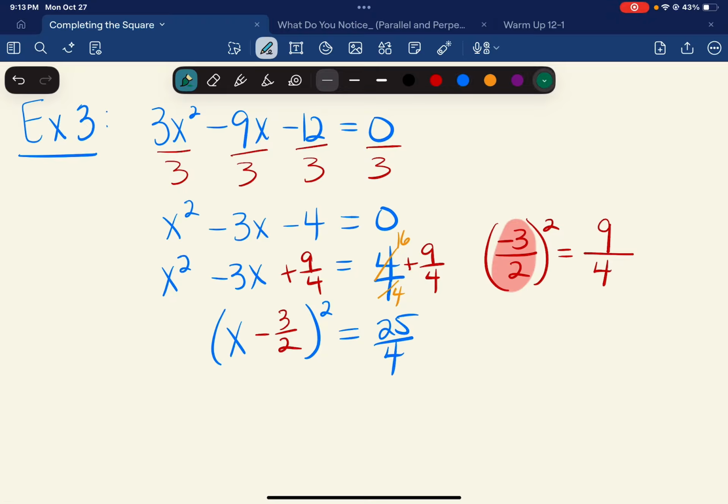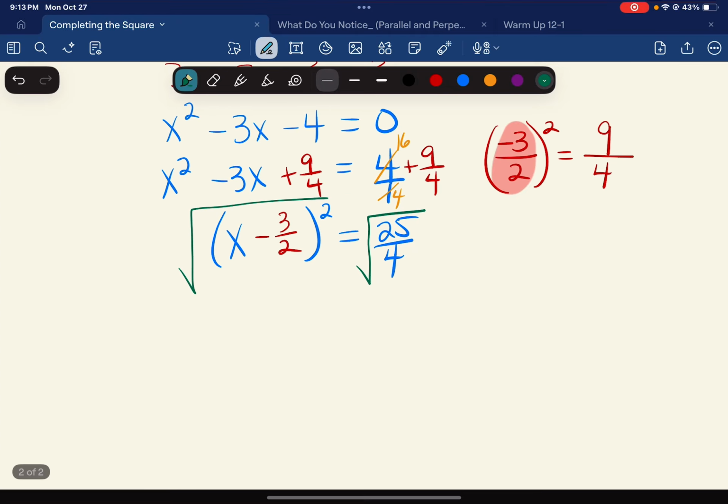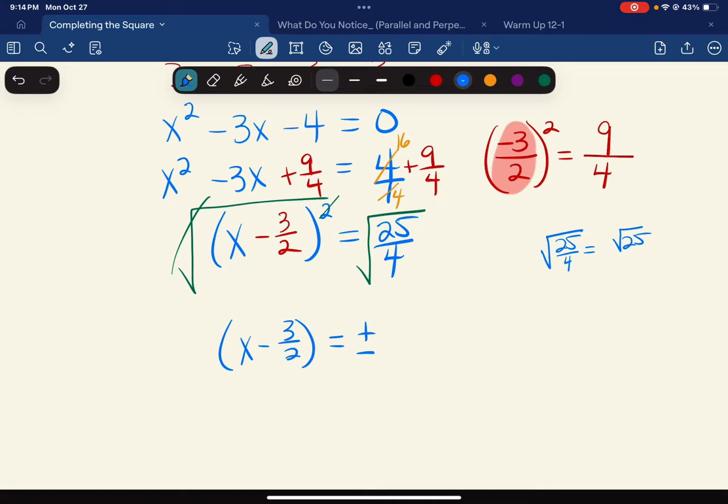All right, and now I can take the square root of both sides of my equation. When I do that, my square root and my squared terms cancel out, and we're left with x minus 3 over 2 equals plus or minus the square root of 25 over 4. All right, so the square root of 25 over 4 is the same thing as saying the square root of 25 over the square root of 4. And of course, the square root of 25 is just a 5, and the square root of 4 is 2.